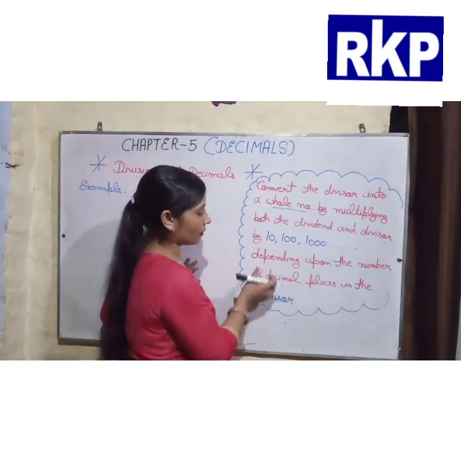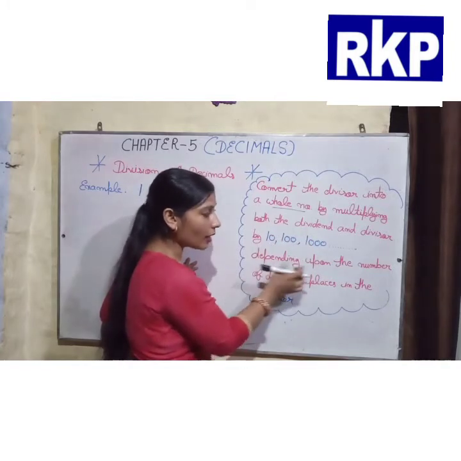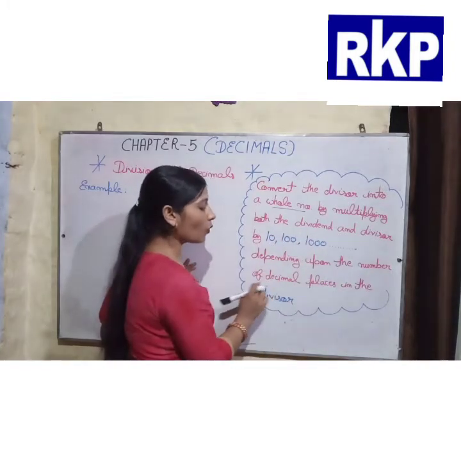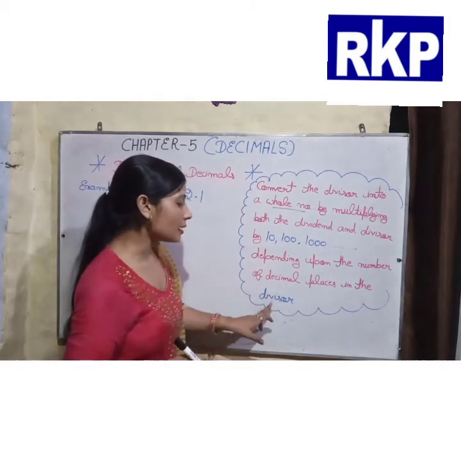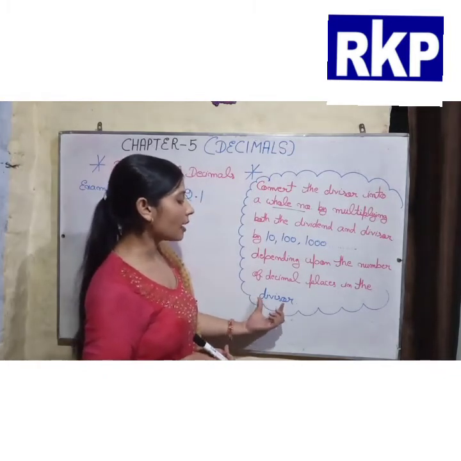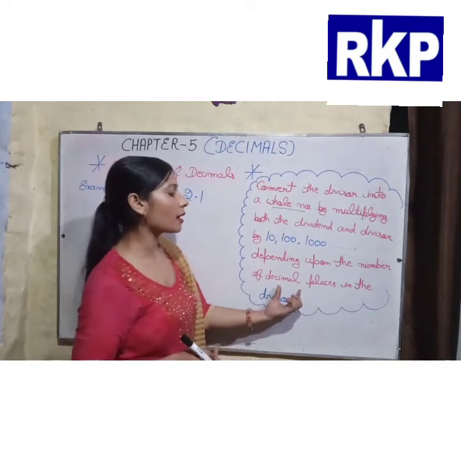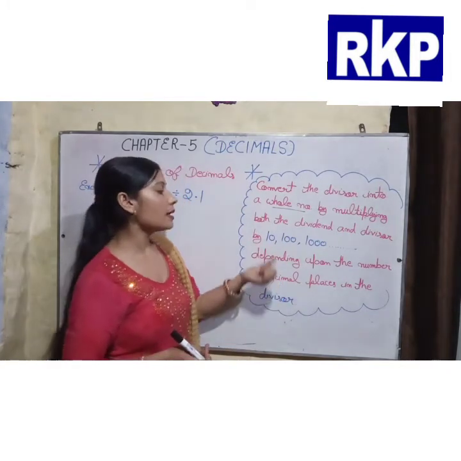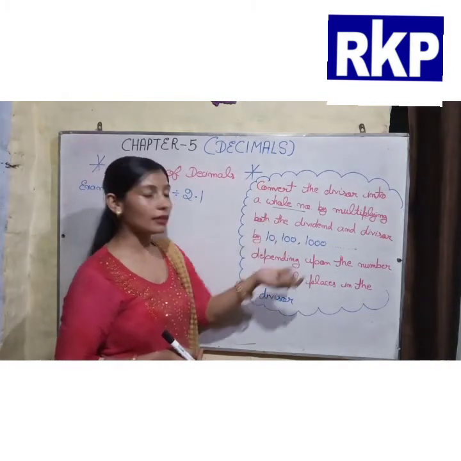बट कैसे बेटा? किससे हम मल्टीप्लाई करेंगे? Depending upon the number of decimal places in the divisor. किसके ऊपर डिपेंड होगा बेटा? वो जितने हमारे डिवाइजर में क्या है? डेसिमल प्लेसेस. ओके, उसी के अकॉर्डिंग हमें क्या करना है? उसको मल्टीप्लाई. कि हम 10 से करें, 100 से करें, 1000 से करें या फिर 10,000 से करें.